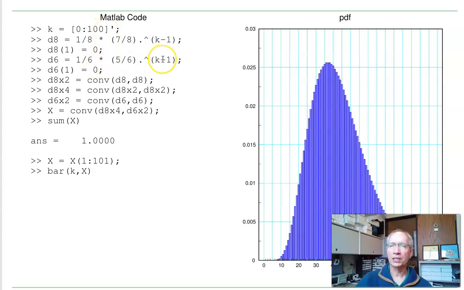PDF for the 6-sided die. Make sure that the first entry is 0. Since 1 success means 0 probability, it takes at least 1 roll to get there.